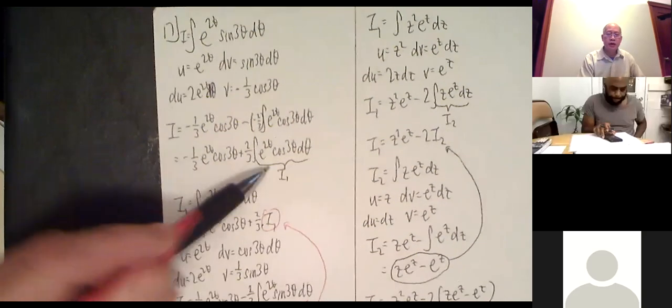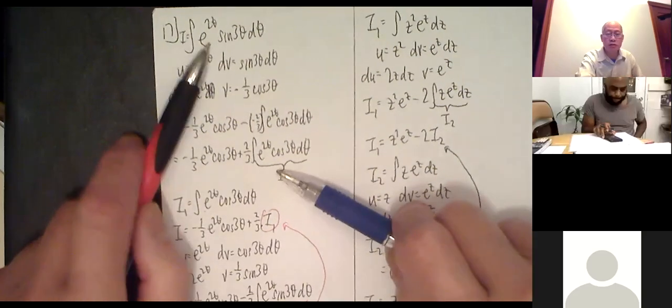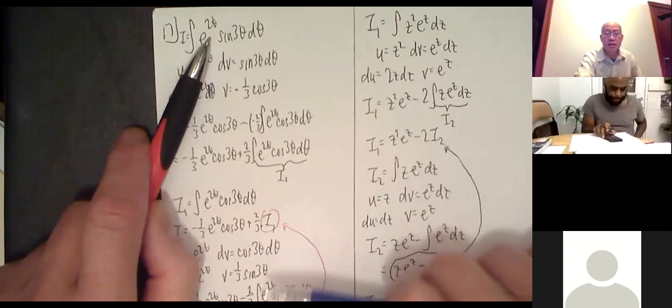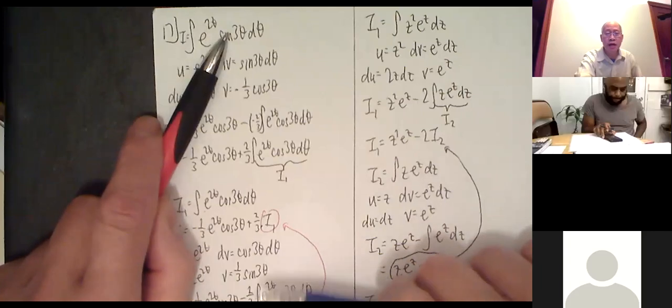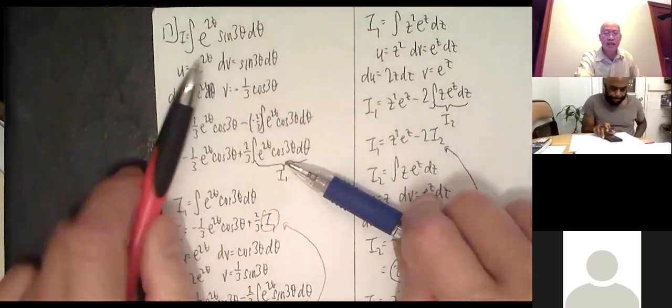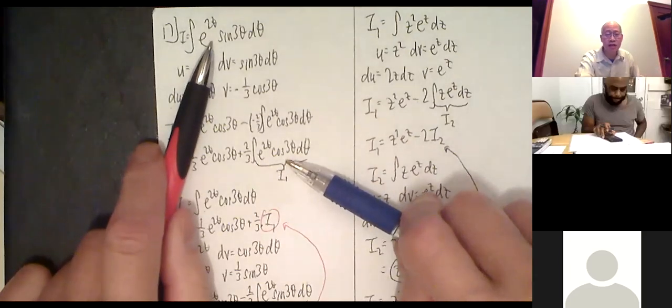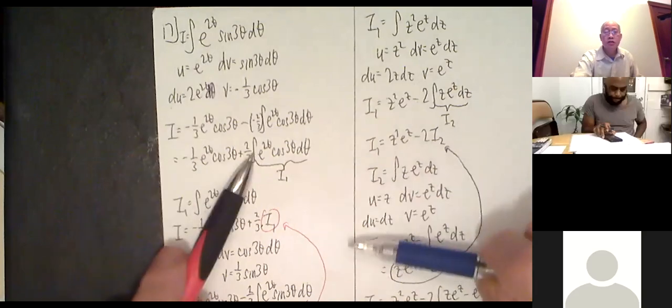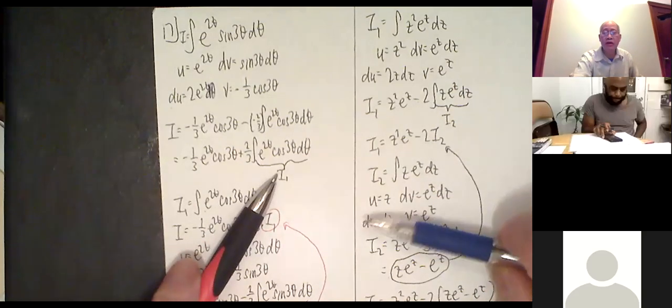Okay, and just a quick note, check that against the original. I started with this, exponential and sine. I now have exponential and cosine. Well, it didn't really get any better, but it didn't get any worse either. Okay, so I'm going to take a little time out and figure out I1 now.